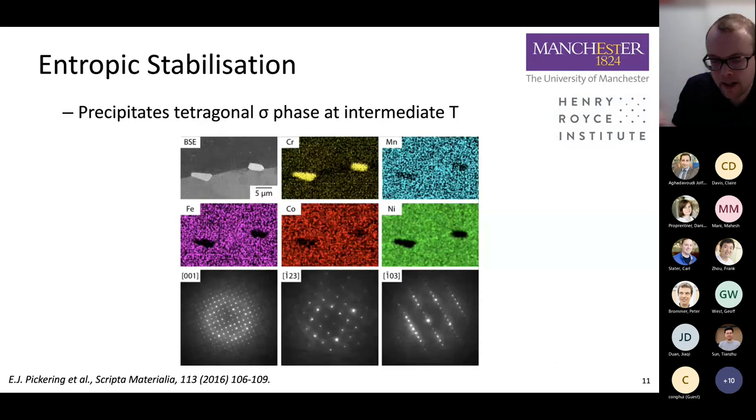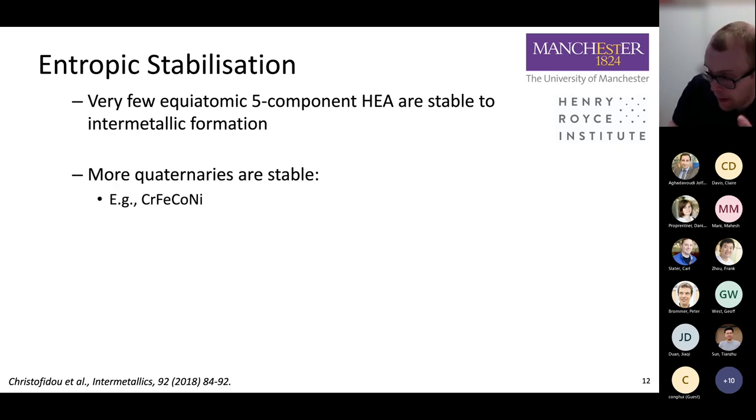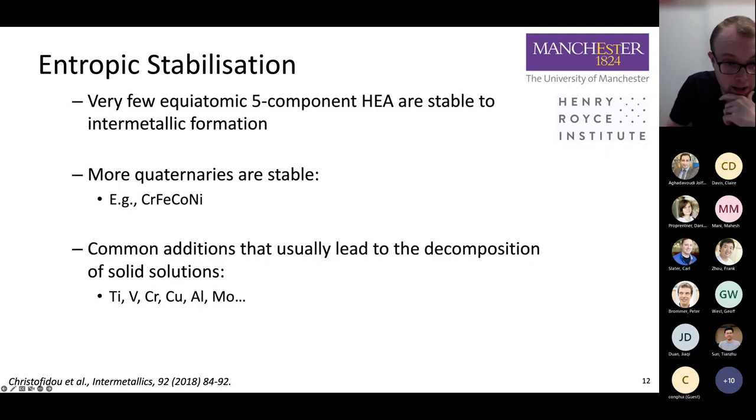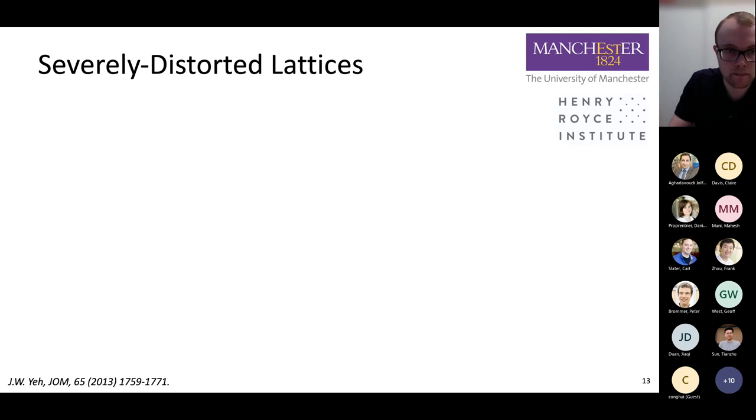But if you age these at lower temperatures, you start to form other phases. A sigma phase, for instance, forms, and at lower temperatures still you can form BCC chromium and some other phases. So actually the evidence for the entropic stabilization effect isn't particularly strong. There are very few five-component high-entropy alloys that are stable to intermetallic formation, but there are perhaps some quaternary alloys that are stable. If you take out the manganese, that might be a stable system. But many common alloying additions, because of their size difference and because of the enthalpy, usually lead to some sort of decomposition. So high-entropy alloys, unfortunately or fortunately depending on how you look at it, still follow the Hume-Rothery rules, and enthalpy still dominates their microstructures in general.